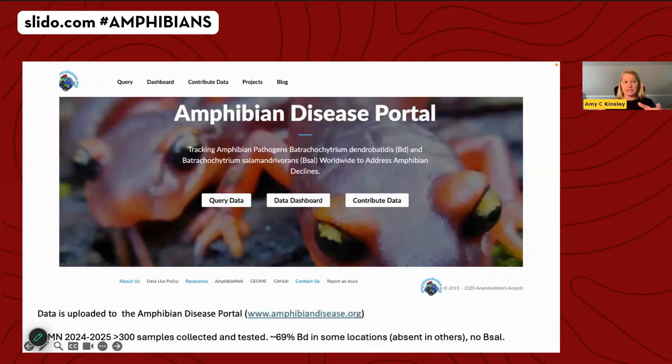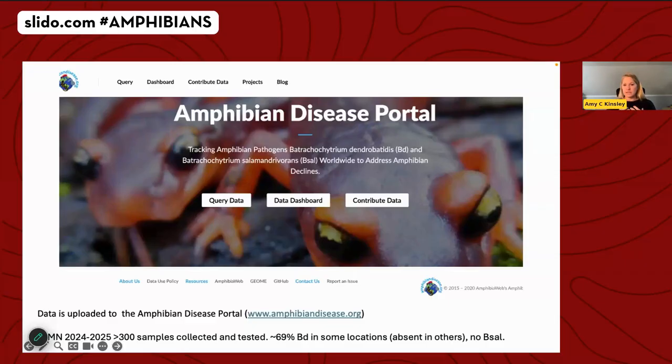As I mentioned, these samples and what we collect within our lab go into this amphibian disease portal. It's a centralized database, and researchers around the world can use it, and they also contribute to it as well. And so the portal allows scientists, they can query their data, they can start to visualize patterns, they can then look at areas where there's higher levels of activity.